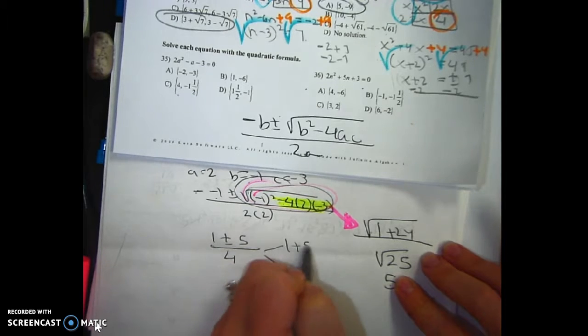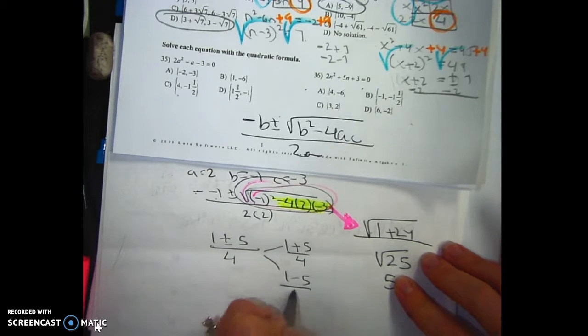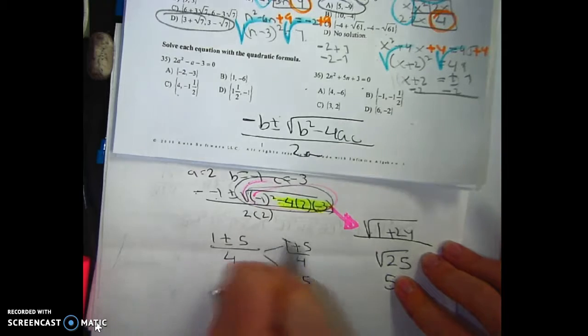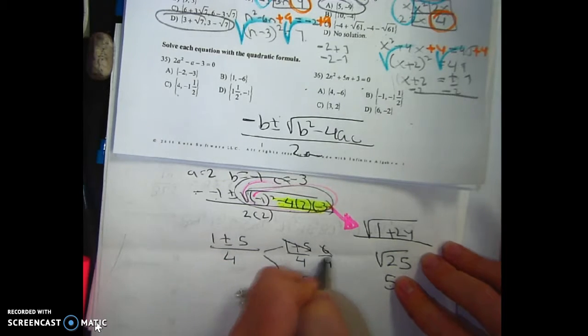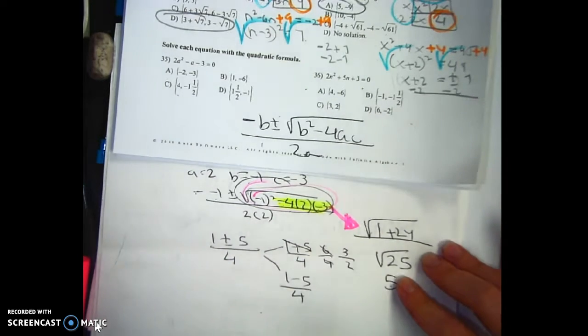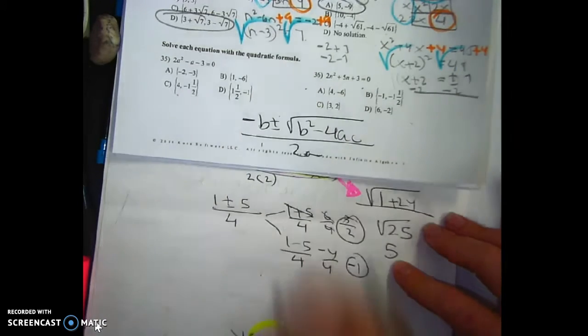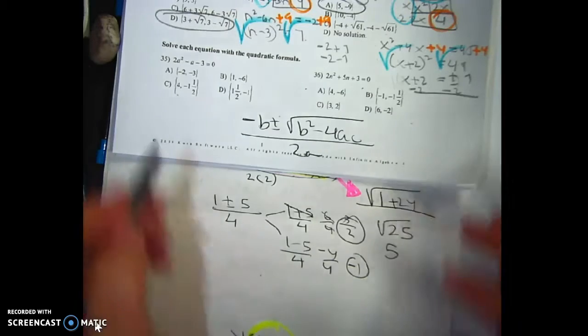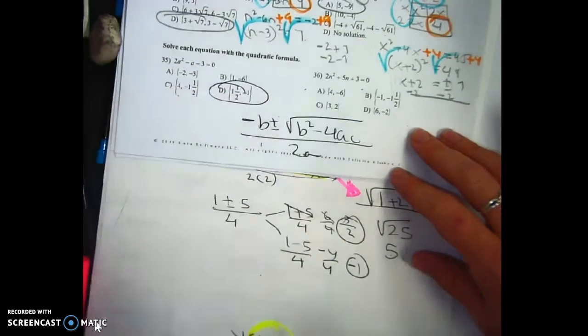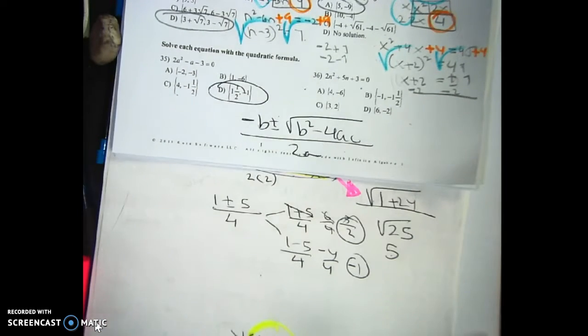Split it. 1 plus 5 over 4, 1 minus 5 over 4. 1 plus 5 is 6 over 4, and your calculator simplifies to 3 over 2. 1 minus 5 is negative 4 over 4, which simplifies to negative 1. So that ends up being 1 1/2, negative 1.